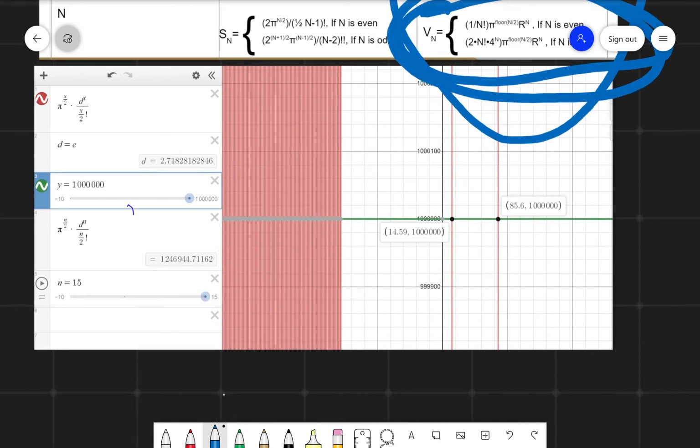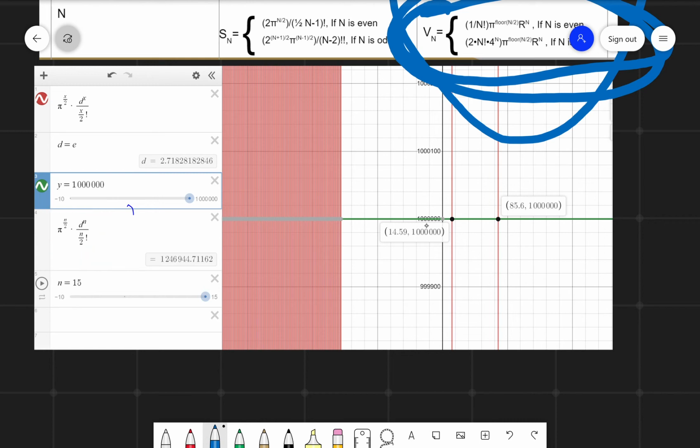This red thing is the volume of any n-dimensional sphere. As you can see, it's right here. I used decimals, by the way. I added a slider for d, and I was testing out pi, e. And then I added a slider for n down here. You can see this bad boy. This is the actual value, and n ended up being 15. How did I get that? I'm about to show you.